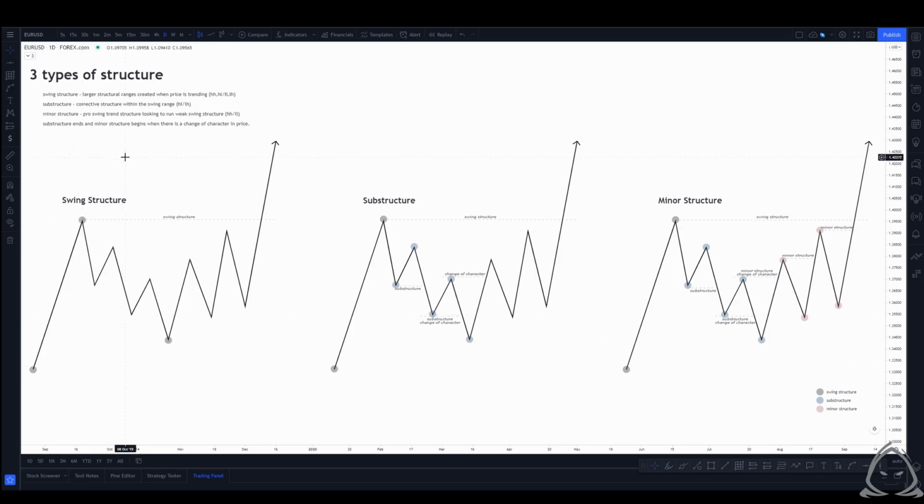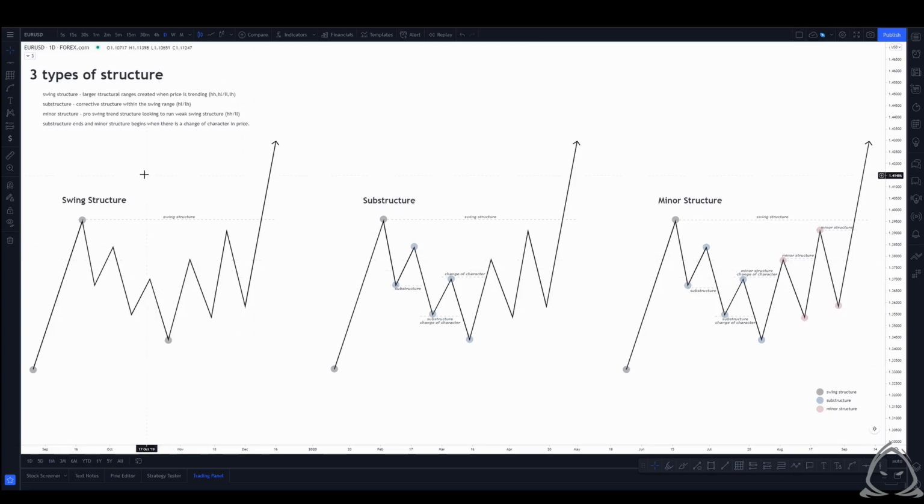In the previous videos, we were mentioning market structure in the example of higher highs and higher lows for a bull trend. We were referring to swing structure, and swing structure is the larger structural ranges that are created when price is trending, whether that's making higher highs and higher lows or lower lows and lower highs. We use swing structure as the basis of understanding our overall trend when we're analyzing any financial market.